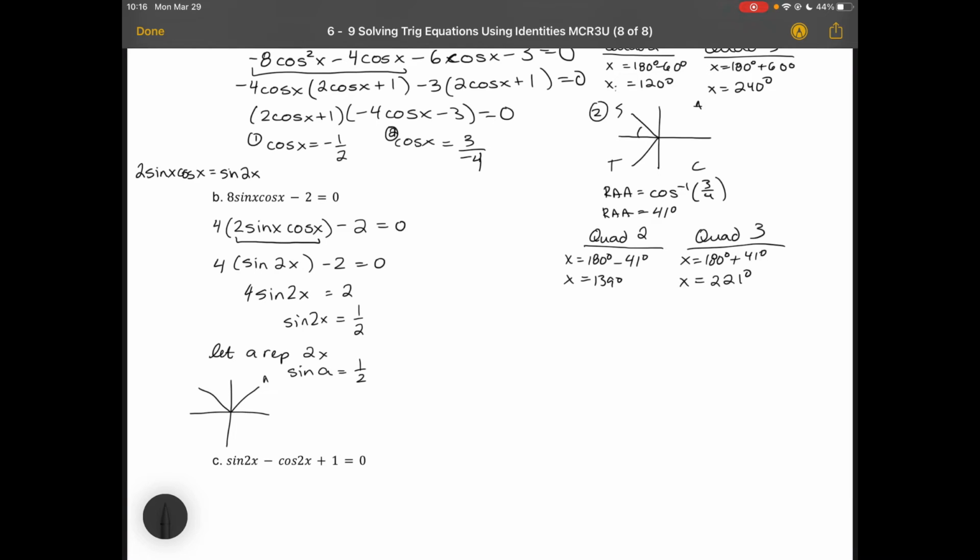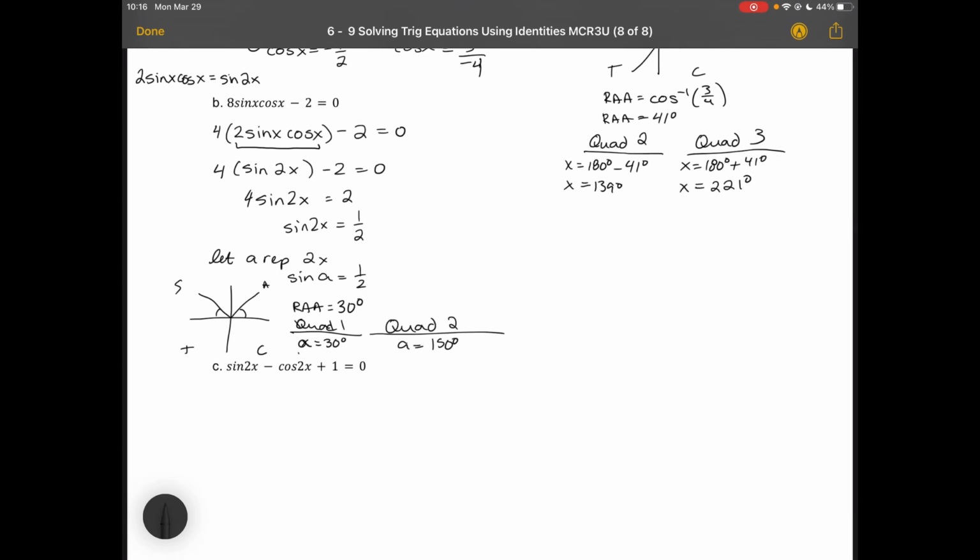Sine A is positive. That happens in the first two quadrants. And I'm looking for my related acute angle. Now that happens to be a special triangle, which is my 1, 2, root 3 triangle. And so my related acute angle there is 30. So now I would have my two solutions. So quadrant 1, my A would be equal to 30 degrees. And then in quadrant 2, my angle would be equal to 150 degrees.